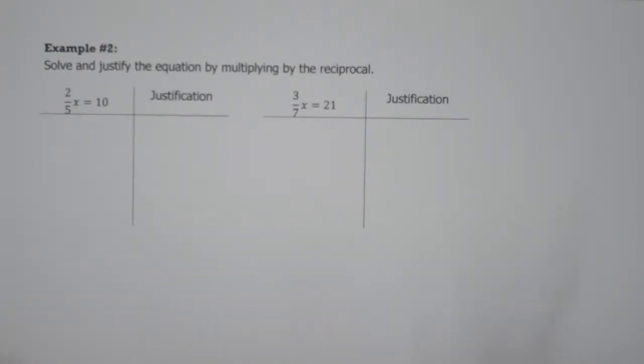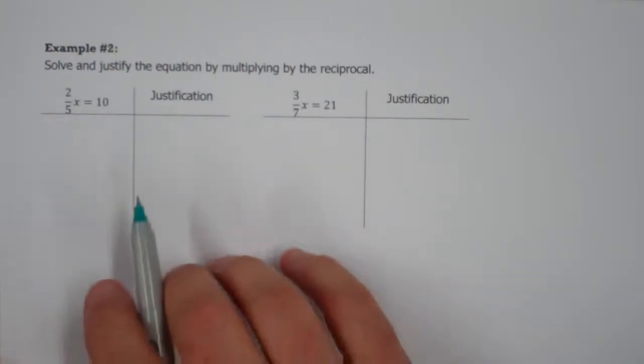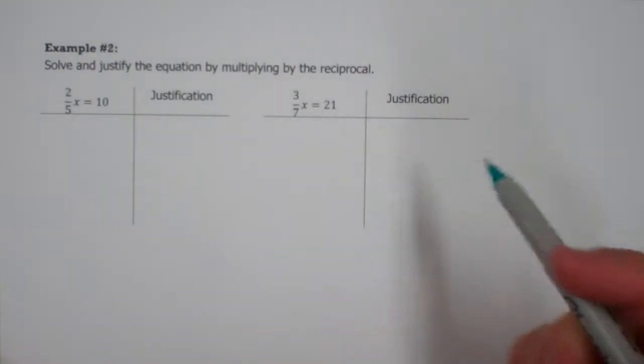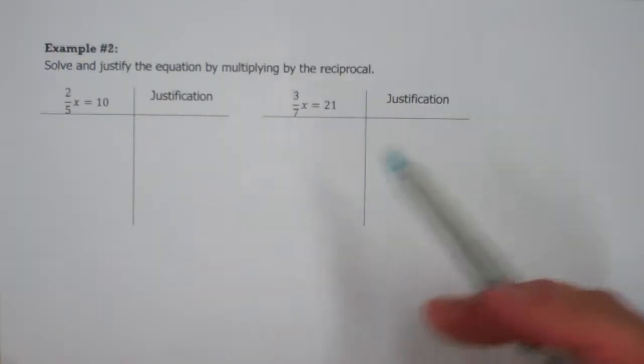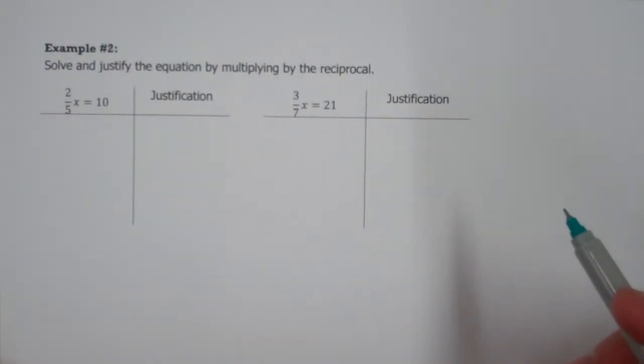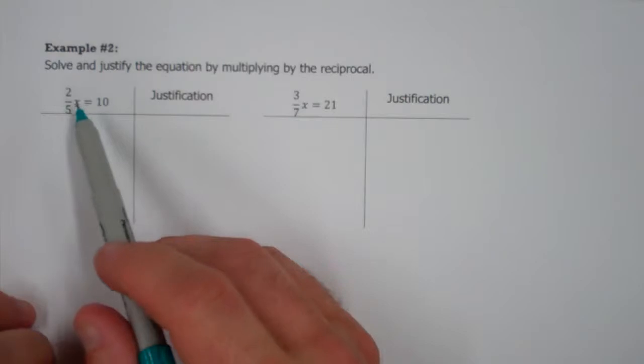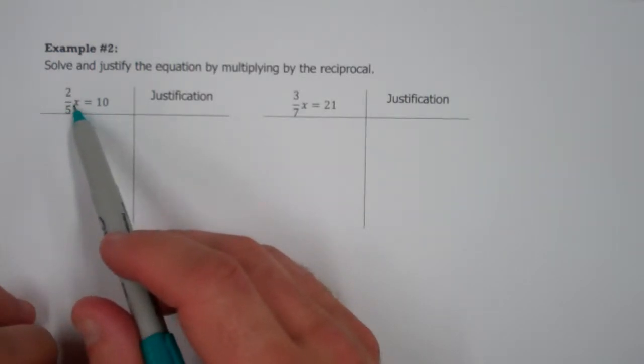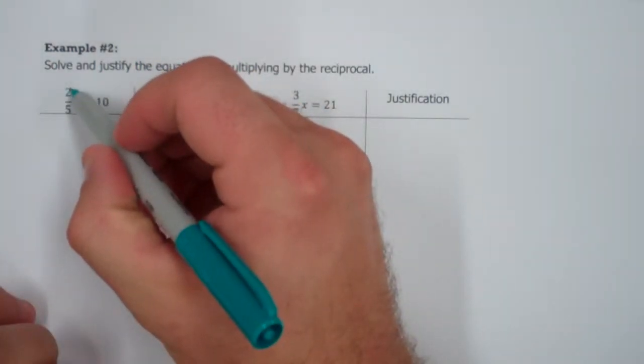In example 2, we need to solve and justify the equation by multiplying by the reciprocal. I'm going to do the first one a couple different ways. We're going to first do it by multiplying by the reciprocal, and I'll show you why this does work if you try another method. If we look at the coefficient here of x, the entire coefficient is 2 over 5.